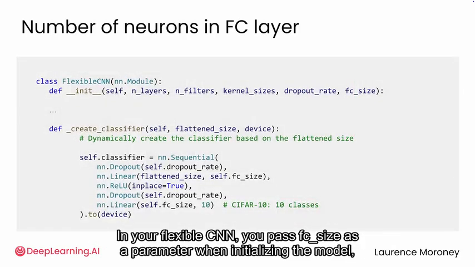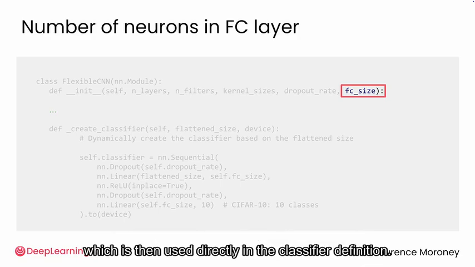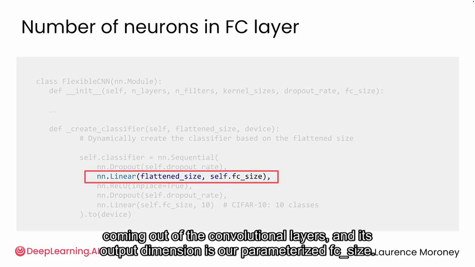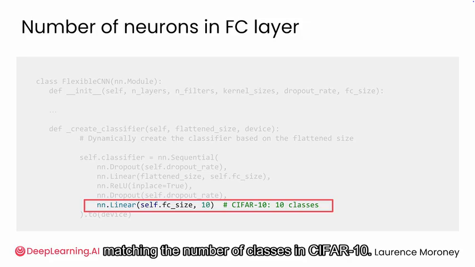In your flexible CNN, you pass FC size as a parameter when initializing the model, which is then used directly in the classifier definition. Here, you can observe the linear layer whose input dimension is the flattened size that's coming out of the convolutional layers, and its output dimension is our parameterized FC size. Finally, the classification head takes that fully connected size as input and has an output of 10, matching the number of classes in CIFAR-10.